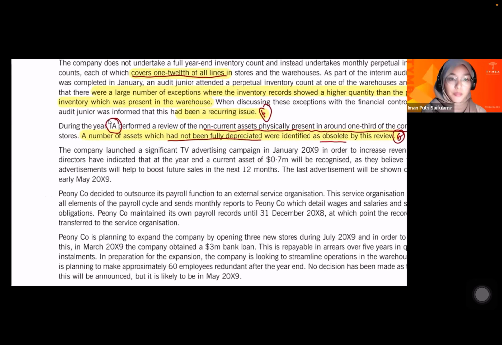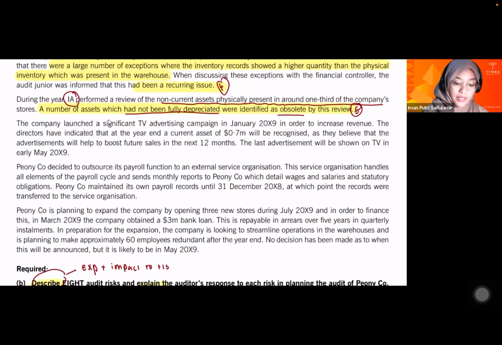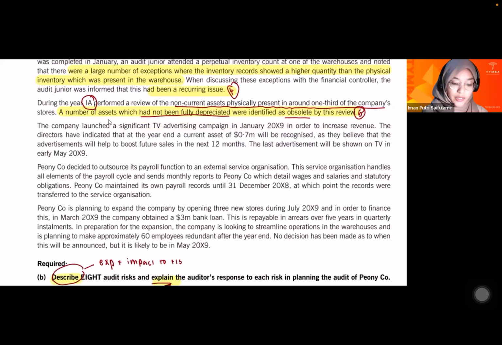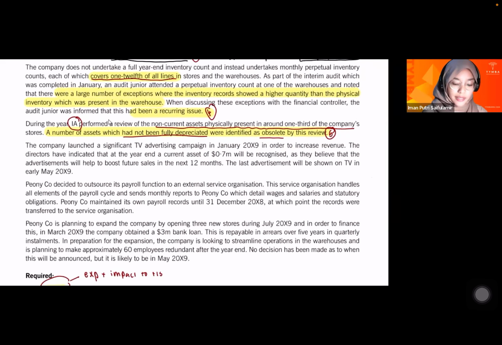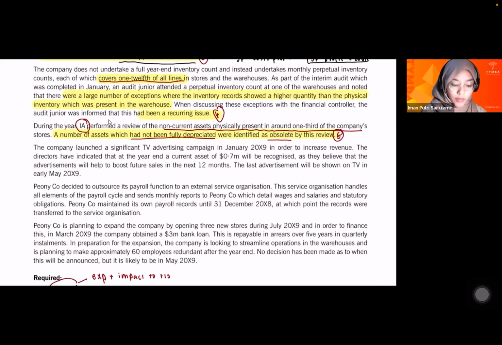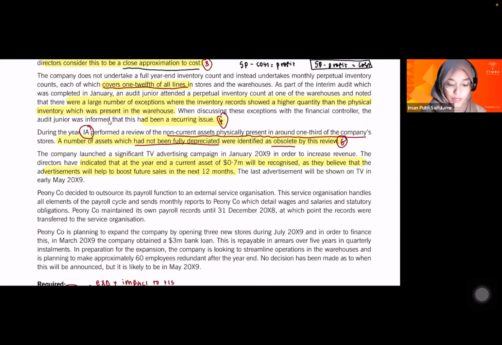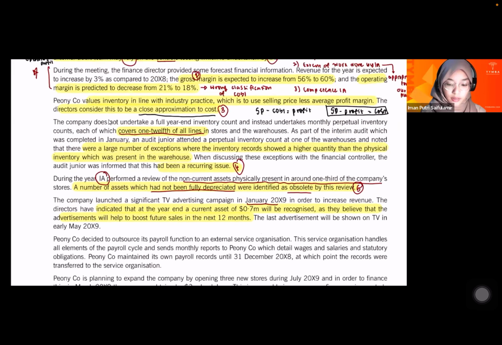Okay, the next point is the launch of a significant TV advertising campaign in January in order to increase revenue. The directors have indicated that at the year end, a current asset of 0.7 million will be recognized, as they believe that the advertisements will help to boost future sales in the next 12 months. So they are recognizing a current asset of 0.7 million. This advertising campaign is in January 20X9.